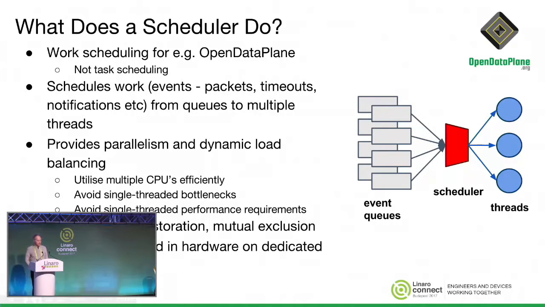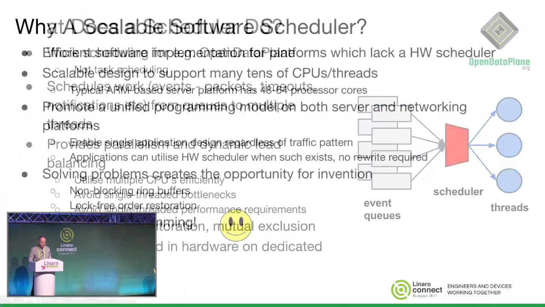The Open Data Plane Work Scheduler also provides some additional features such as order restoration and mutual exclusion. You cannot just do unlimited parallel processing. The results might not be exactly what you want if threads just process packets in parallel without synchronization. If you have a dedicated networking SoC, you might have a work scheduler in hardware. That's a common feature. If you don't have a dedicated networking SoC, that's where this comes in.